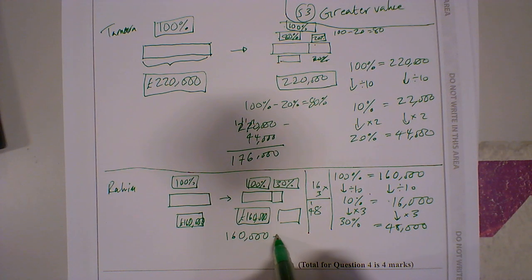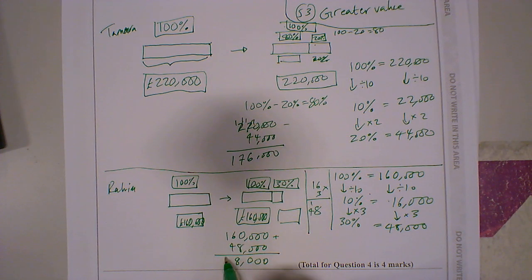160,000 plus 48,000. All of these are 0. 0 plus 8 is 8. 6 plus 4 is 10, so carry the 1. 1 plus 1 is 2. So my answer is 208,000.